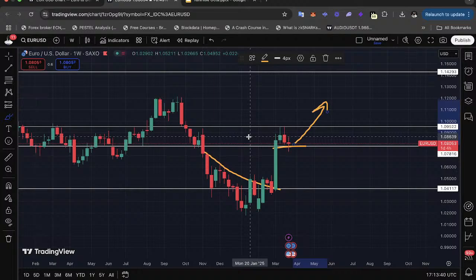Because we can see that the support zone turned resistance, the resistance zone turned support, is acting as a very strong support at that level on a 1 week time frame, showing how significant this level is to the market. All right, good.